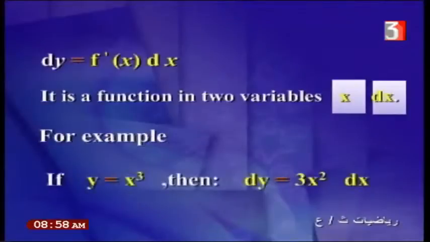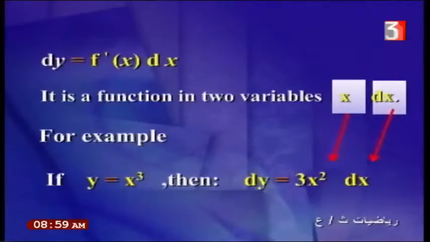It is a function in two variables. The first variable is x and the second variable is dx. For example, if y equals x to the power 3, then dy equals 3x power 2 dx. The differentiation of y is dy, and the differentiation of x power 3 is 3x power 2 dx. The two variables are 3x power 2 and dx.